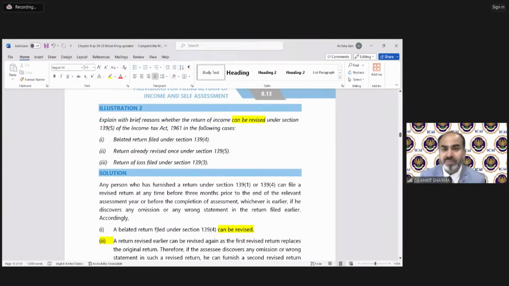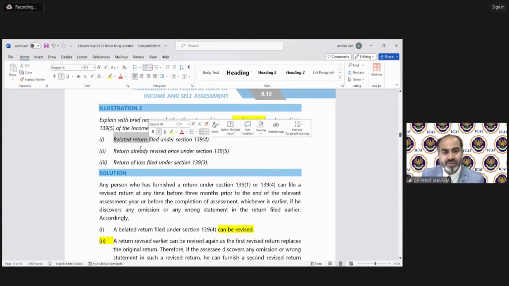Illustration number 2. Explain with brief reason whether the return of income can be revised under section 139(5) of the Income Tax Act in the following cases. Look, there is a very simple provision. We can revise return up to 31st December 24 or before completion of assessment, whichever is earlier. That's it. So they are asking, can a belated return filed be revised? The answer is yes. Belated can be revised, of course, no problem.